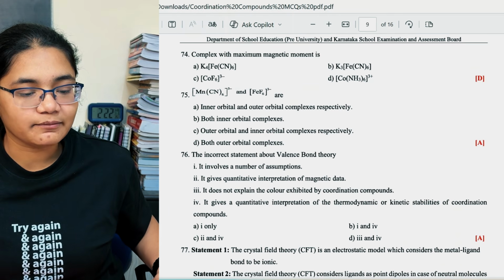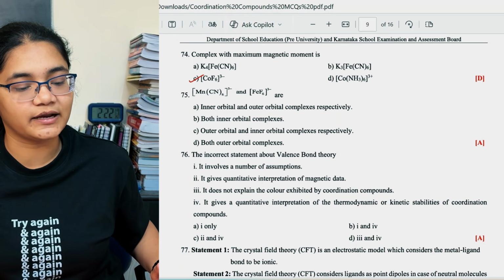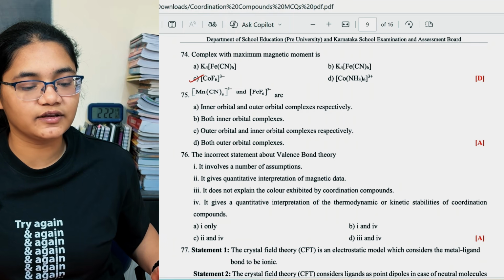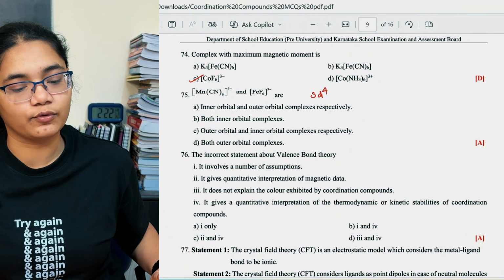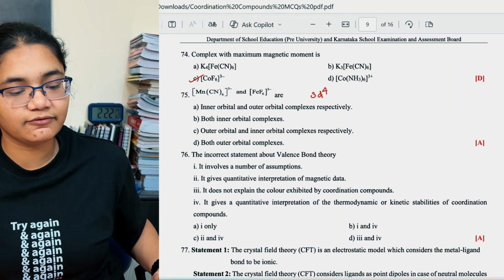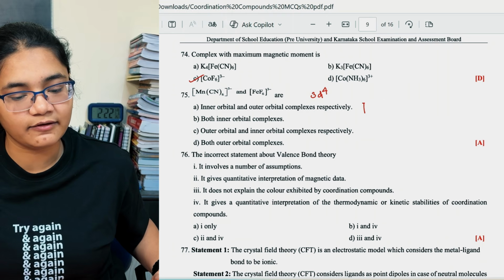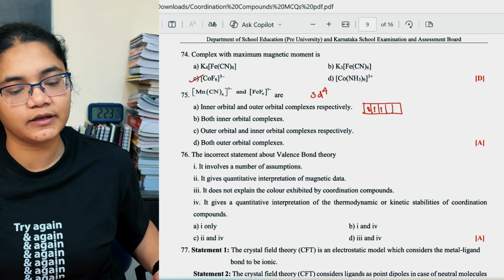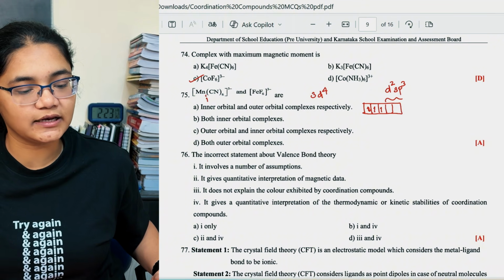Next, the complex with maximum magnetic moment. For maximum magnetic moment, it should have maximum unpaired electrons. So CoF6 3 minus, Mn(CN)6 3 minus, and FeF6 3 minus are the options. If you see, Mn here has a +3 oxidation state. That means 3d4. Okay, so 3d4 is there, right? The configuration is 3d5 4s2. If 3 electrons are lost, then I have 3d4 electronic configuration. So what will happen? 1, 2, 3 and 4. So 1 electron will be paired up here. So here the hybridization will definitely be d2sp3. Okay, so this is an inner orbital complex.